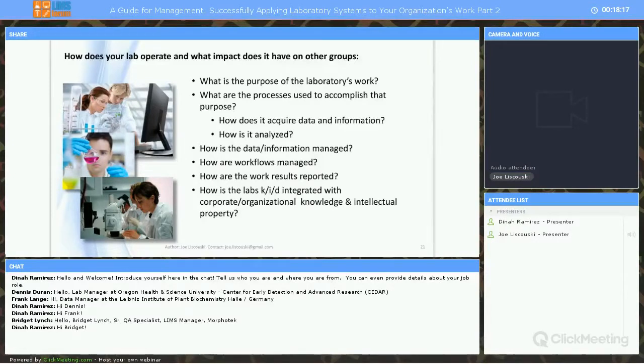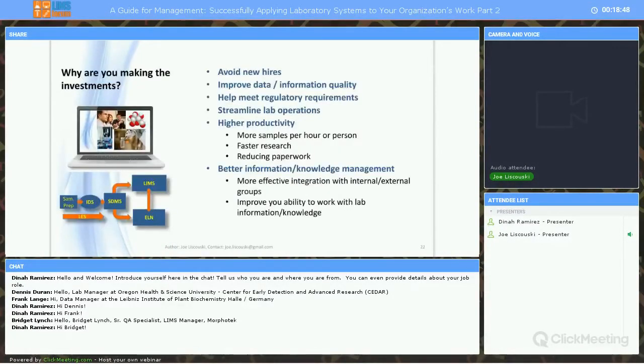How is the lab's knowledge, information, and data integrated with corporate organizational and knowledge intellectual property systems? We touched on this earlier. Instead of just having a paper record, you have an electronic media-based copy that can be integrated with other corporate intellectual property, including corporate-wide research databases, manufacturing production systems. This would relieve the need for manual data entry and filings and speed up downstream data analysis work.